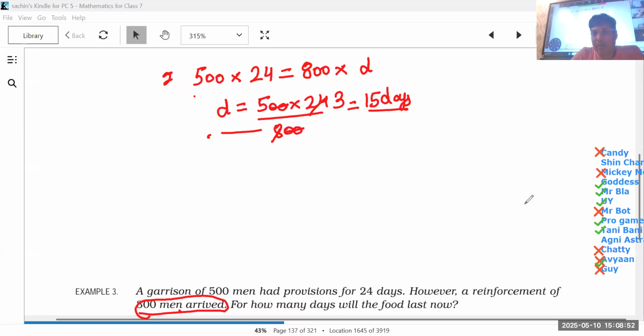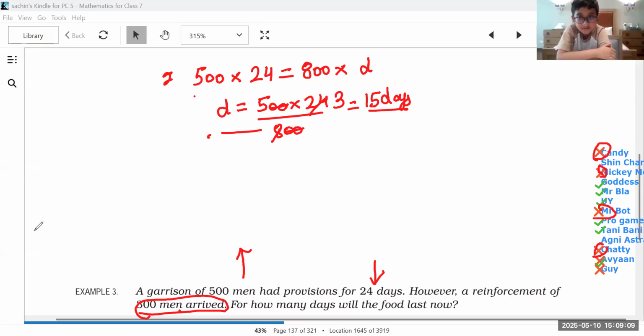Again, how do I know it's a question of inverse variation? If the number of men increases, the food will last for fewer days. So, understood? So what is a garrison?